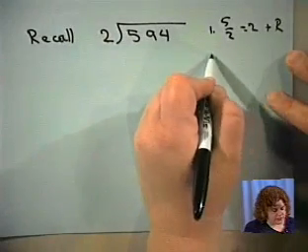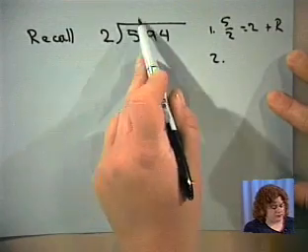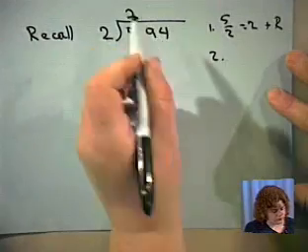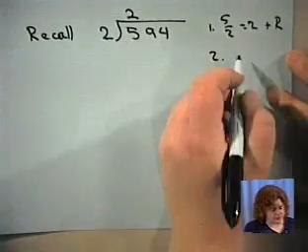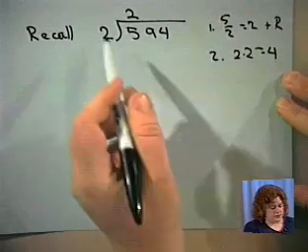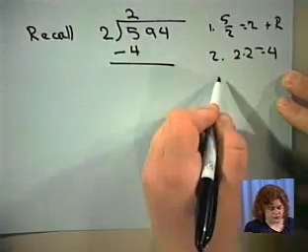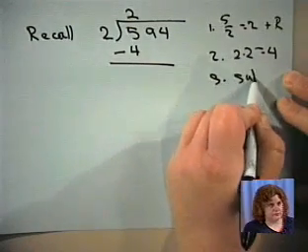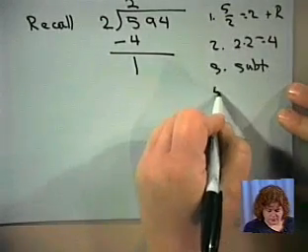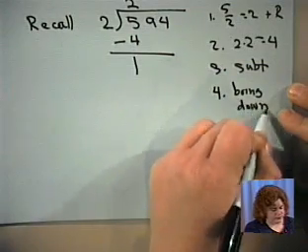Now, our next step, most people automatically put the 2 right on top of the 5. I want to go through what we're doing for the piece after that. We take the 2 times the 2, and we get 4. That tells us what goes underneath the 5, so that we can then subtract. And we're left with a 1. Then we're going to bring down. This should ring a lot of bells.